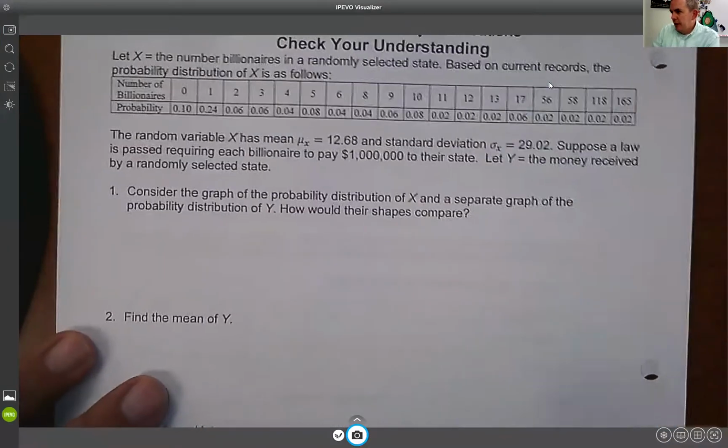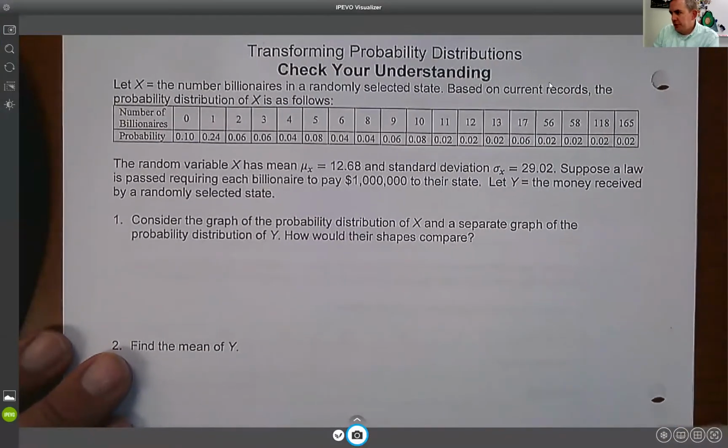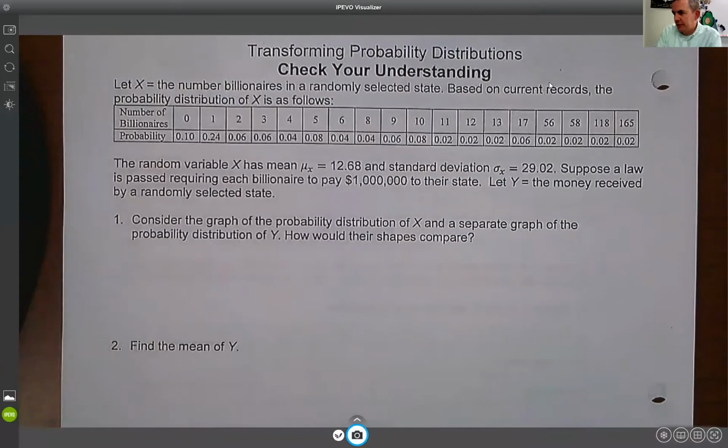What we have is a probability distribution, and this is the number of billionaires in a randomly selected state based on the current records. So what this tells me is the probability of finding no billionaires in a state is about 10%, 1 billionaire in a state is about 24%, and so on. Remember, this is a valid probability distribution because all of these are between 0 and 1, and you can trust me, they all add up to exactly 1.